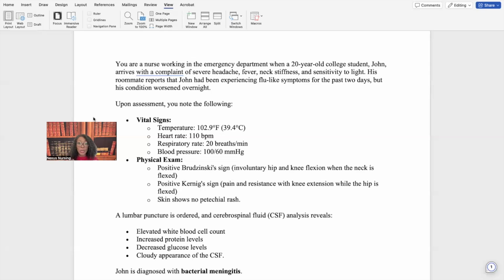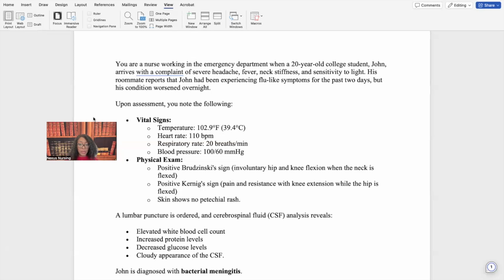So the first thing I do as a nursing student, I'd go ahead and point out whatever that complaint is. When it says patient presents with or patient complains of, that's important to you, right? That's a problem. So I go ahead and point out the severe headache, that's the fever, the neck stiffness, the sensitivity to light, experiencing flu-like symptoms, worsened overnight. When I get to vitals, the temp, the heart rate.